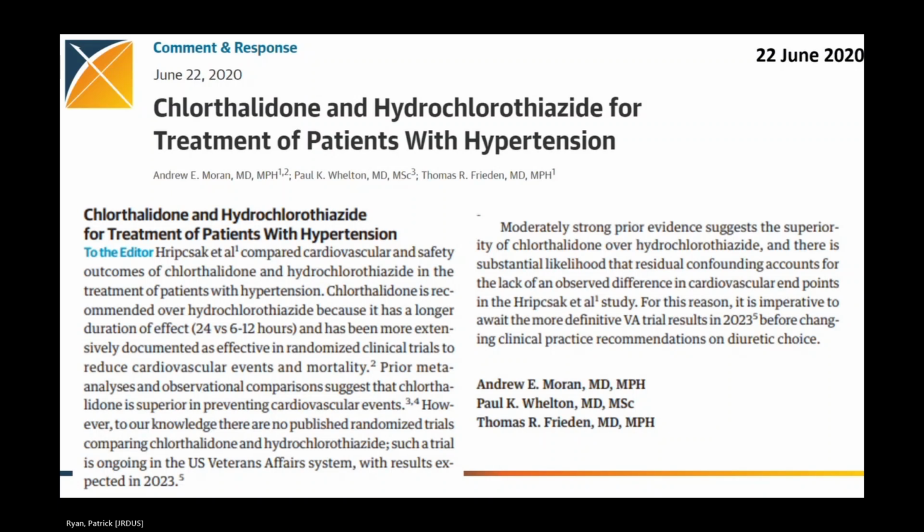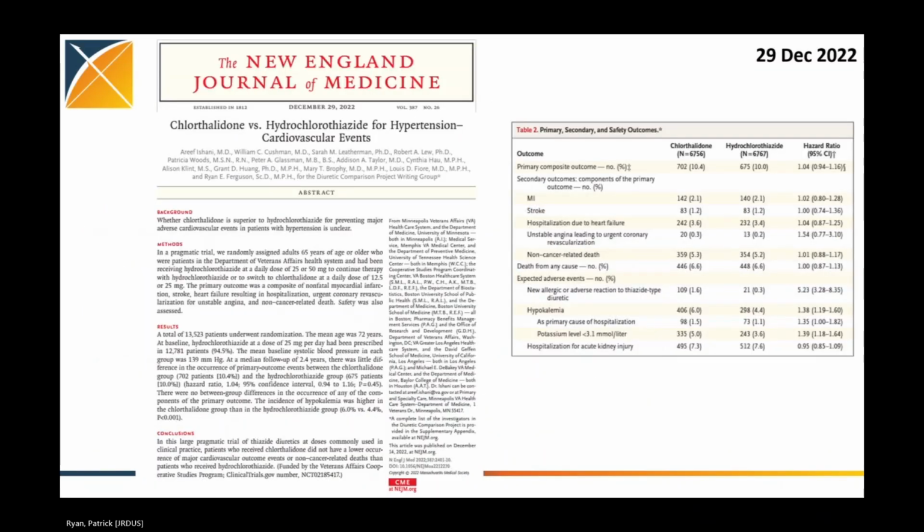And I don't know if everybody knows, but Paul Welton was one of the authors of the hypertension guideline, along with Tom Frieden, former head of the CDC. So when these big wigs talk, everybody says, okay, I guess we should probably continue to dismiss the real world evidence. That was back in 2020. So indeed, we can wait a couple of years. And the nice part about this is time does elapse.